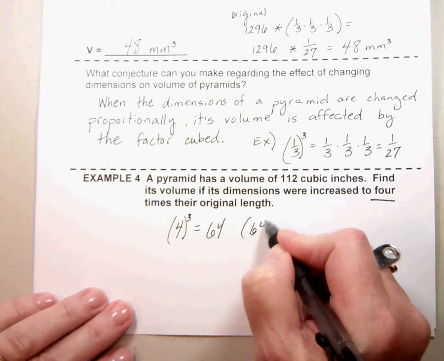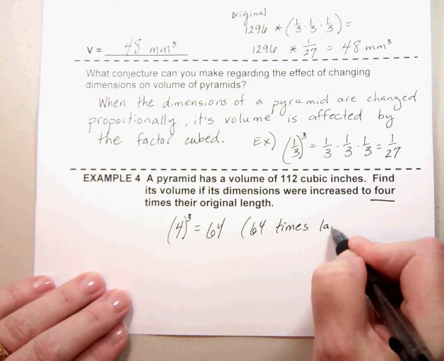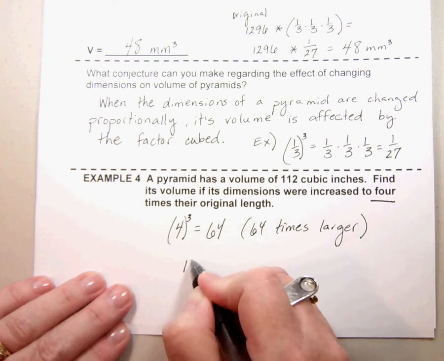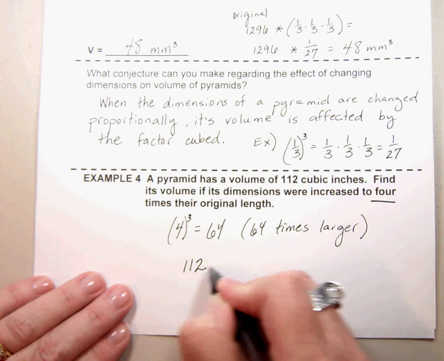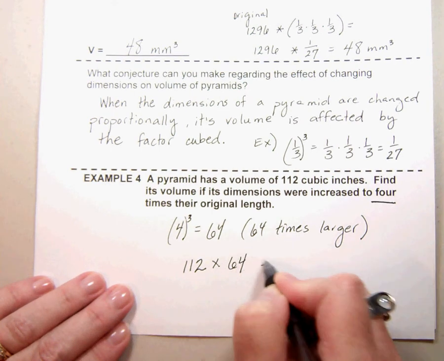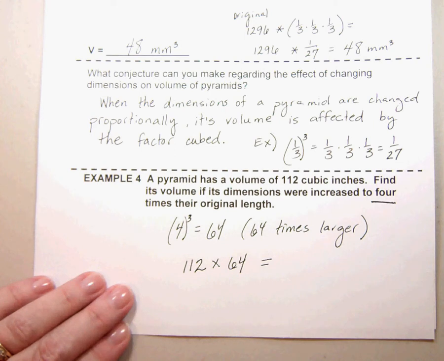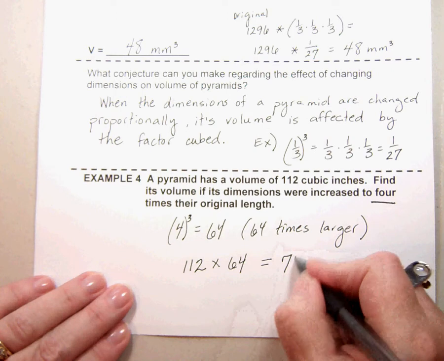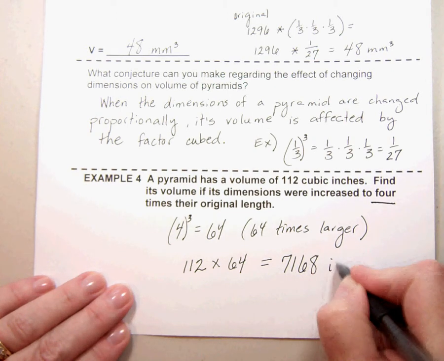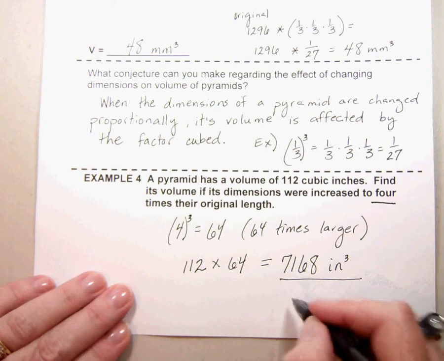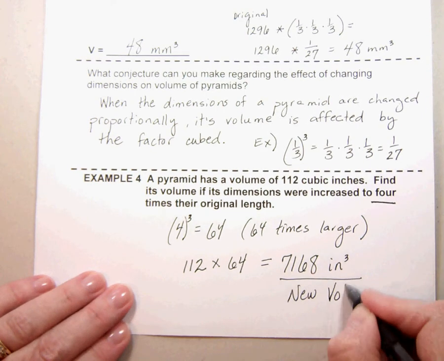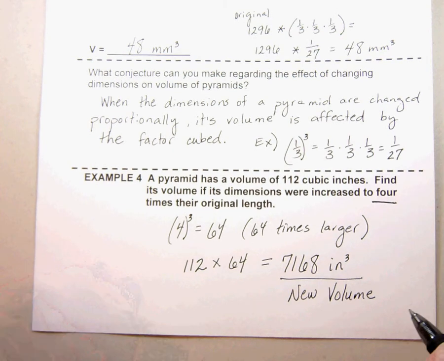Let me write that on here. So if we know the volume of our original is 112, all we have to do is multiply it by 64 to find the volume if all the dimensions are increased 4 times. So the answer is 7,168 cubic inches. This would be your new volume. So you start with an original and then you just multiply by your factor cubed. Let me know if you still need some more additional problems.